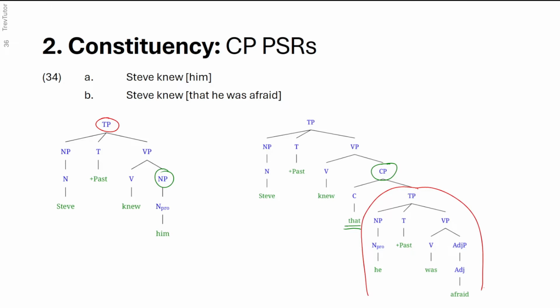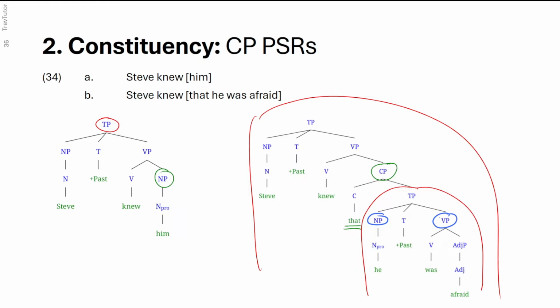It could stand on its own as a sentence if it wanted to. He was afraid, that's fine. And it just follows the same pattern as the top tense phrase. So each tense phrase will have its own subject. We have he here, and then we have a verb phrase, was afraid. Was is the verb, and afraid is the property, the adjective that he is linked to. And of course, plus past is agreeing with was.